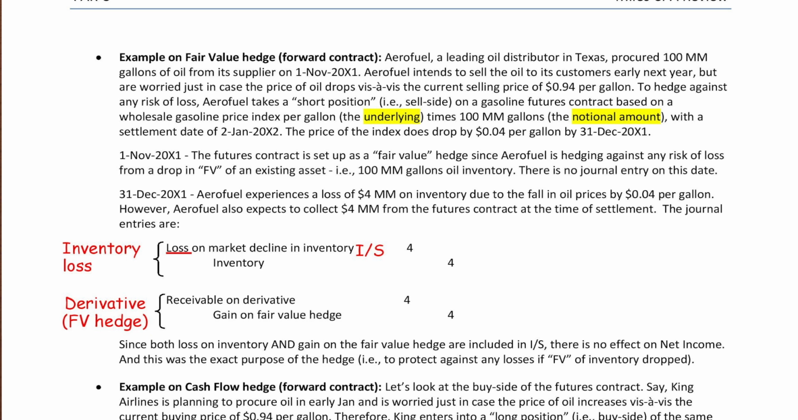The gain, that's on the derivative, the fair value hedge. So write derivative fair value hedge. And on the credit, underline gain, write I/S. So we have seen that the 4 million loss on inventory went to the income statement. The 4 million gain on the derivative, the fair value hedge, even that has gone to the income statement. So circle the 4 loss and the 4 gain, draw arrows out from them and write wash because of hedge.